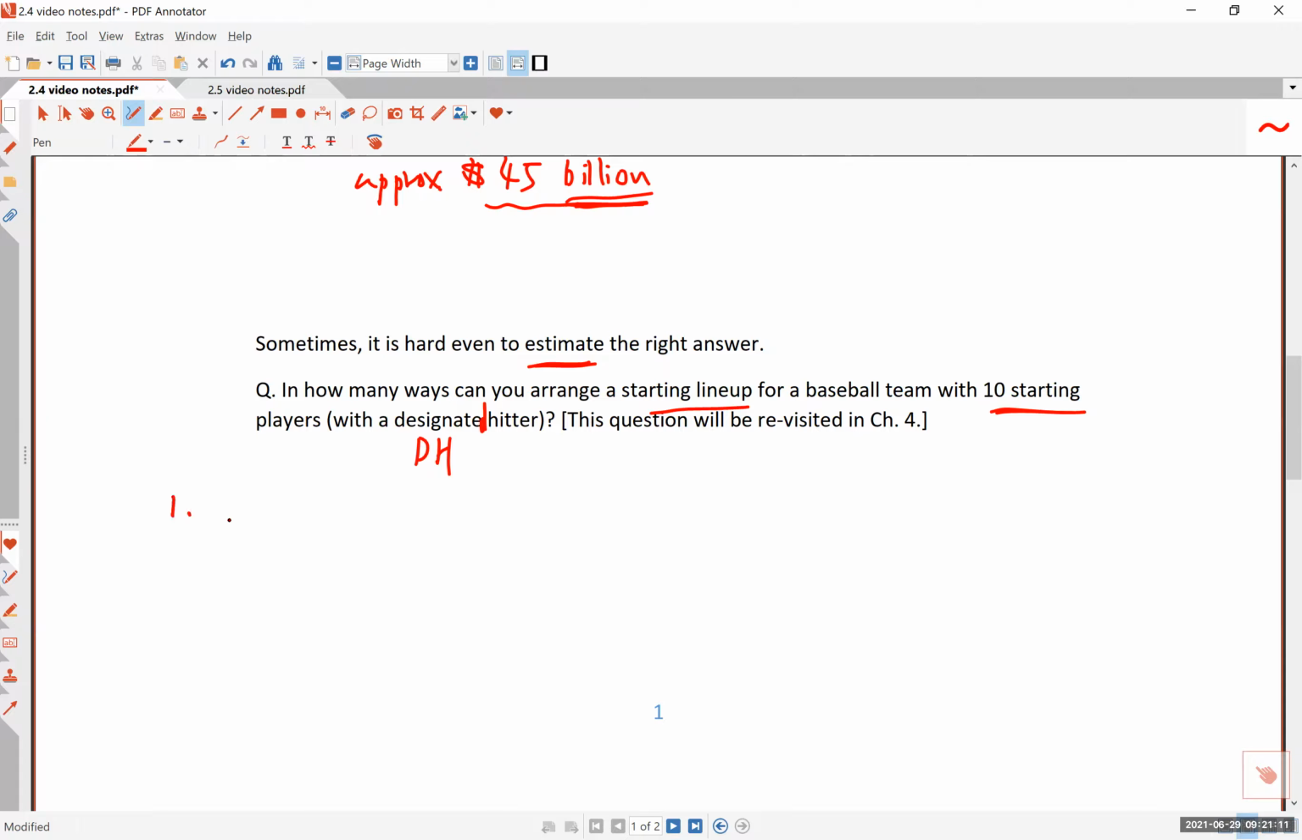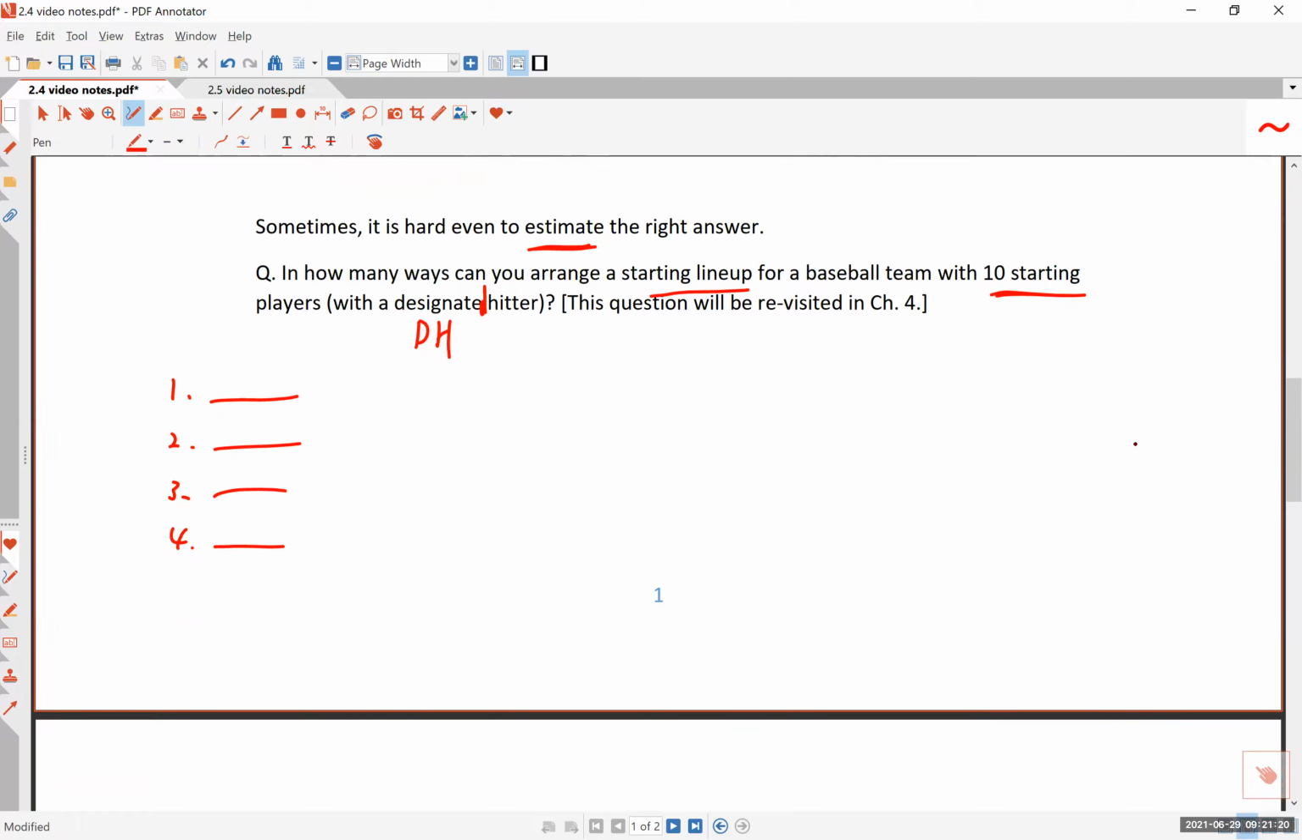So you have the first hitter, the second, they call it the 2-hole, and then the third, the fourth, which is called the cleanup, and so on. So they have 9 hitters, and then you have the pitcher. The pitcher mostly doesn't hit in an American League team, and so you have 10 players to start the game. Let's say you already have a group of 10 players, and then as a manager, you are going to have to put them in a particular order.